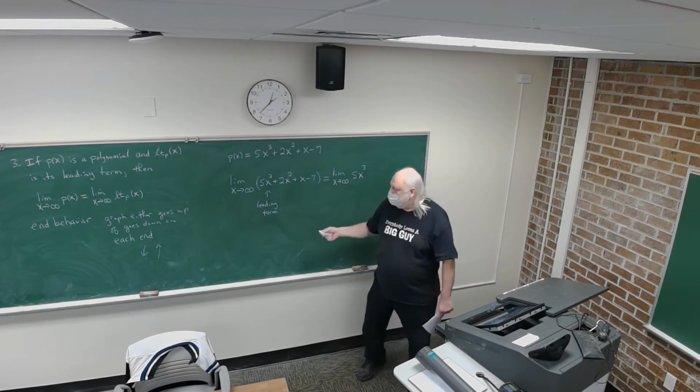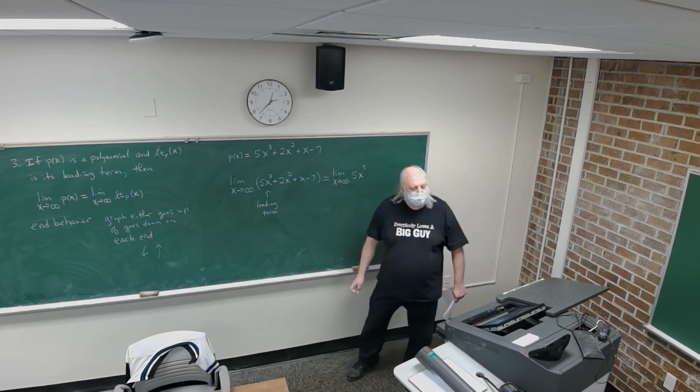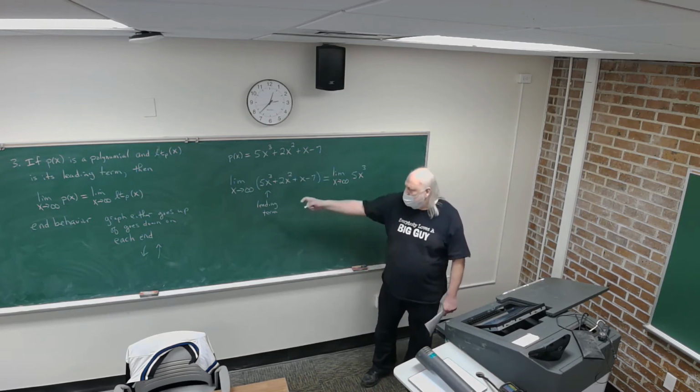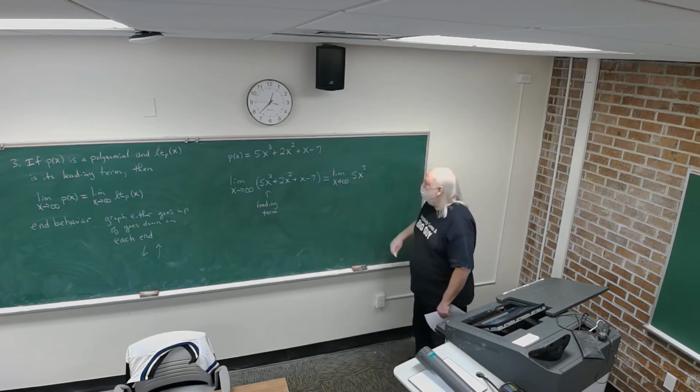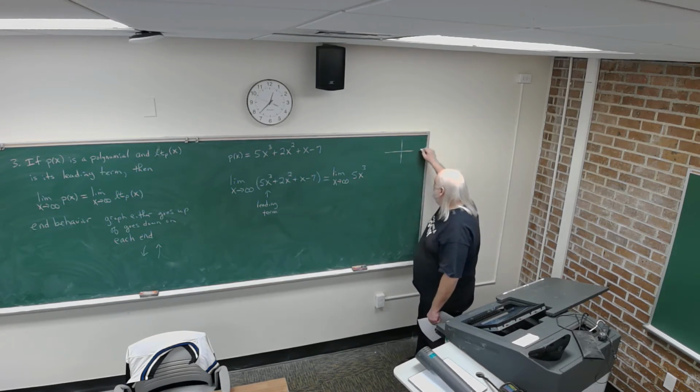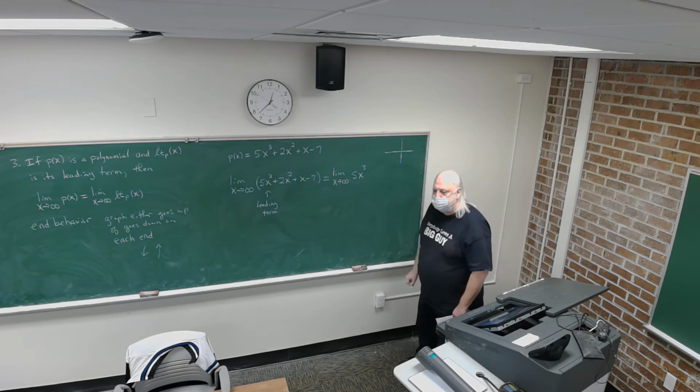But instead, now we're using a limit to determine the behavior of the right end. Right? This is right end behavior because x is increasing without bound. Okay, it's the far right end of the x-axis.